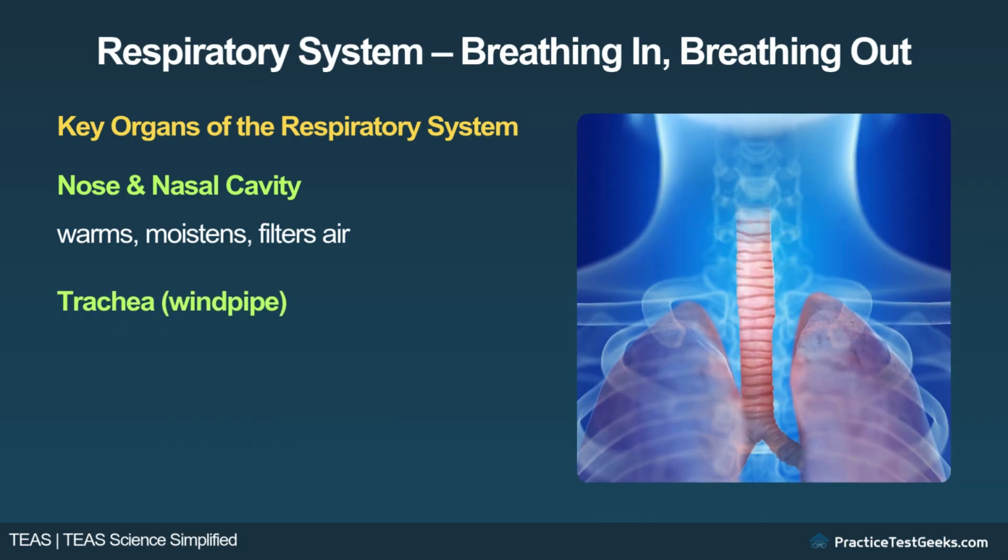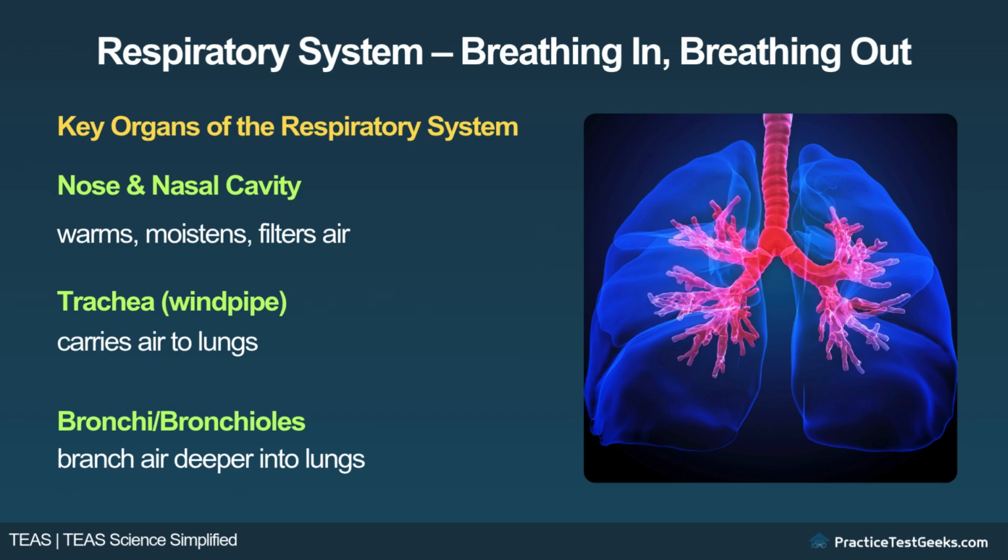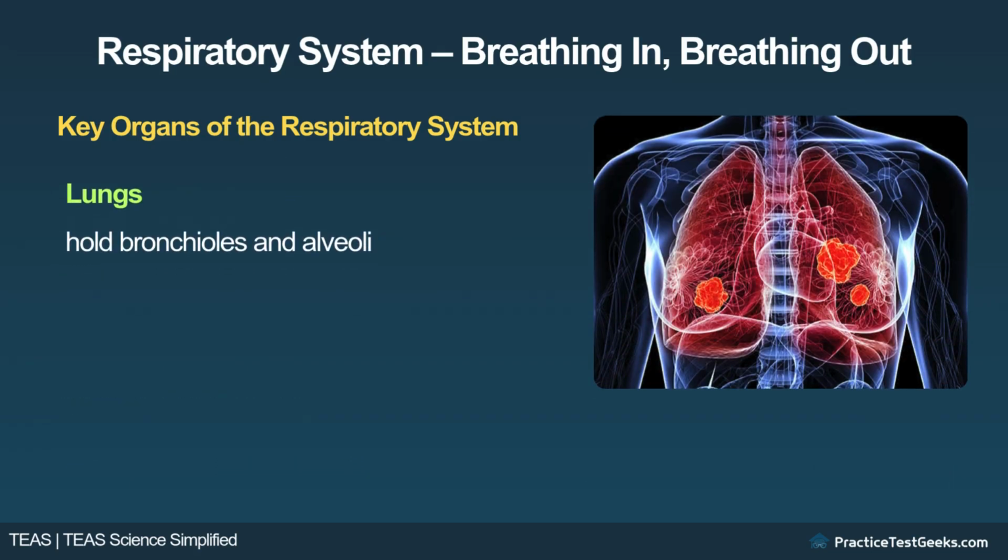2. Trachea. Next, air travels down the trachea, a long tube in your throat. Think of it as the highway leading to your lungs. 3. Bronchi and bronchioles. The trachea splits into two bronchi, one for each lung. These bronchi branch out into smaller tubes called bronchioles, like branches of a tree. They help carry air deeper into the lungs. 4. Lungs. Your lungs are the main organs of this system. They fill with air when you inhale and shrink when you exhale.